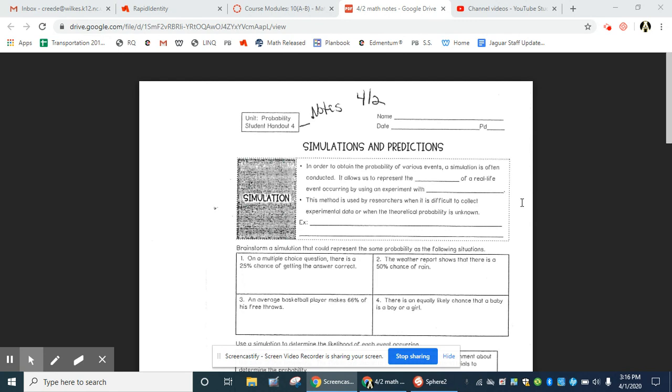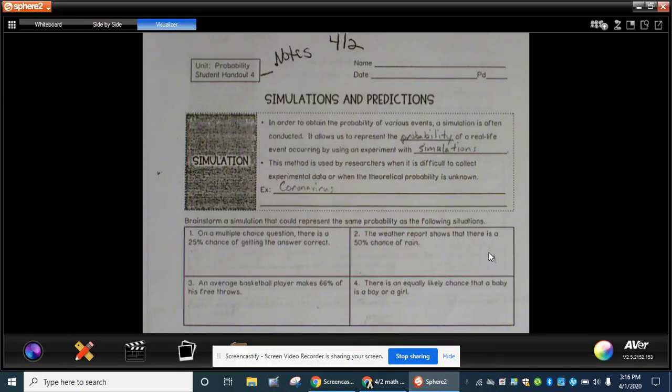All right, so a simulation is a way to obtain the probability of various events. A simulation can be like a computer-generated test, which is essentially what it is. It allows us to represent the probability of a real-life event occurring by using an experiment with simulations. This method is often used by researchers when it is difficult to collect experimental data or when the theoretical probability is unknown.